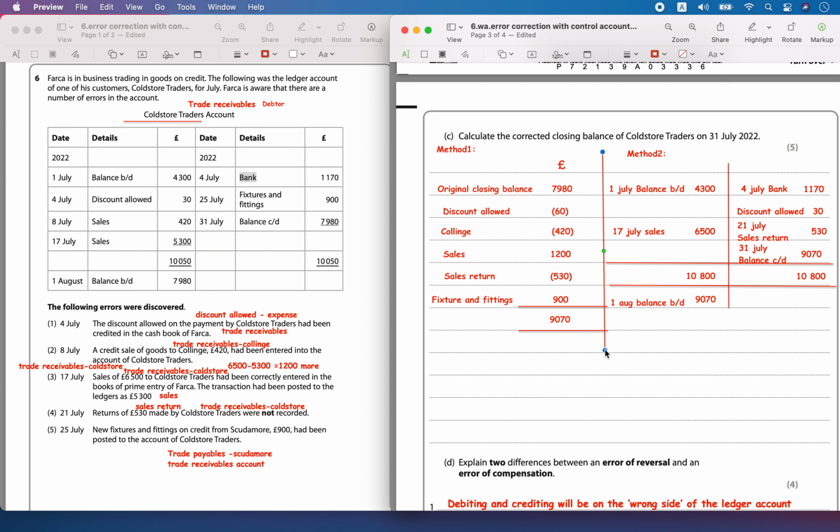So now we can write the corrected balance. You will achieve it by both ways. After preparing the account, you give one more statement: corrected balance value is equal to 9070 pounds.